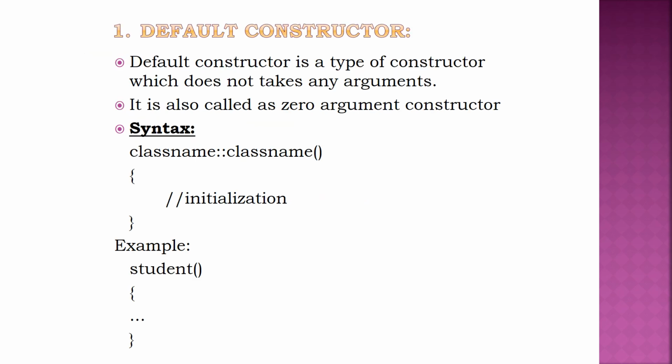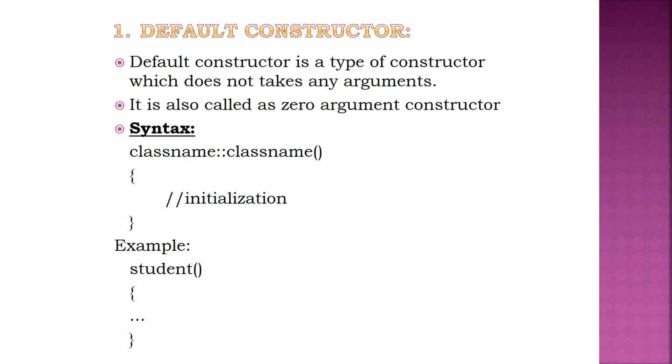Now we will see the first type, that is default constructors. If no constructor is defined in a class, then the compiler automatically creates one for the program. This constructor, which is created by the compiler when there is no user defined constructor and which does not take any parameter, is called a default constructor. A default constructor is a type of constructor which does not take any argument. It is also called a zero argument constructor.